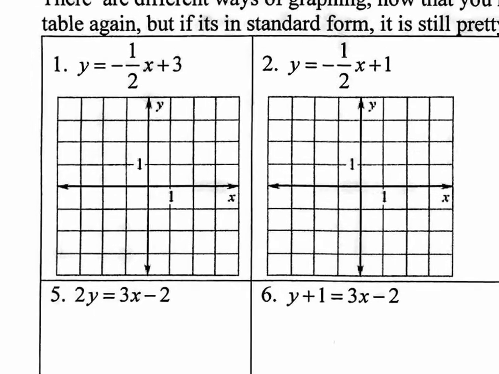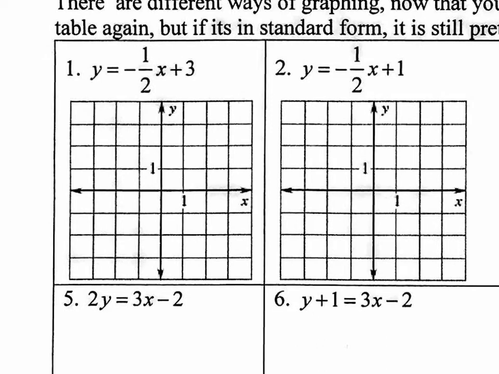So number 1, you always start by looking at your b value, which is 3. That tells us that it crosses the y-axis at 3. So here's 0, 1, 2, 3. It crosses right here. Let's put a dot right there. That's our b value, our y-intercept value. Now from that point, we need to look at the m value, which is -1/2. Keep in mind that the m value has a -1 as the rise and a 2 as the run.